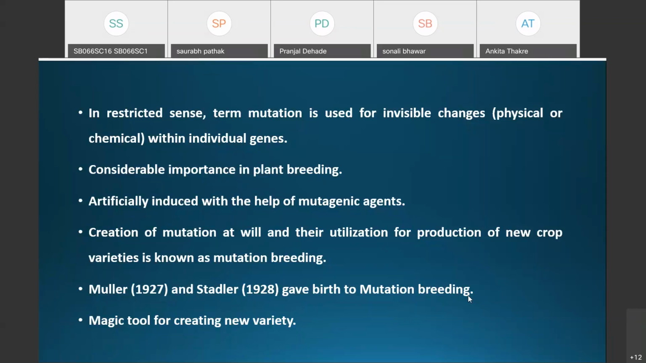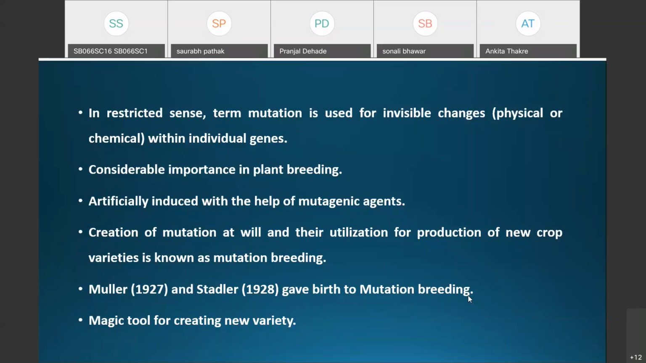In restricted sense, the term mutation is used for the invisible changes, whether physical or chemical, within the individual genes, which are called individual gene mutations or point mutations or factorial mutations. These individual gene mutations have considerable importance in plant breeding to develop new superior varieties. Of all types of mutation, the mutation which takes place in the individual gene is of considerable importance in plant breeding.